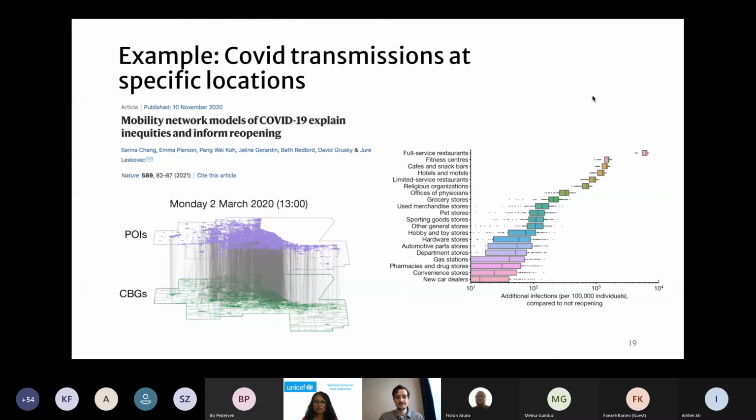Okay, so moving on, James is just asking about your opinion on the freely available Google and Facebook mobility data sets. Are they easy to access? Are they updated daily, etc.?